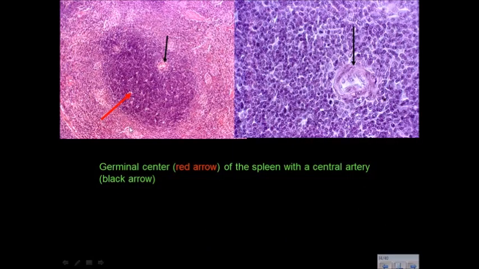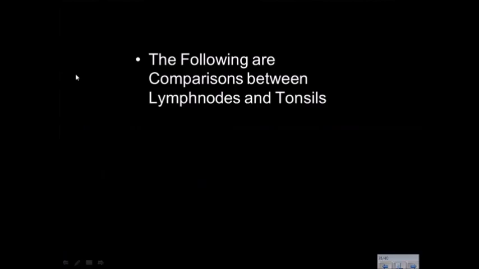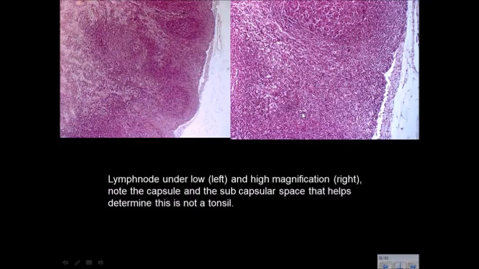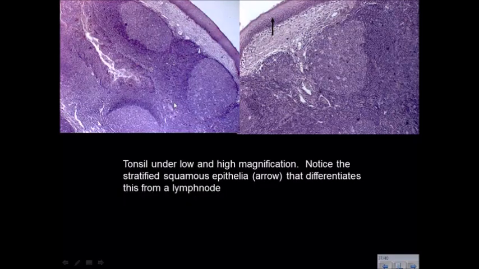Central artery, germinal center, higher power of that central artery, we're definitely in the spleen. Surrounded by red pulp. So we're going to look at lymph nodes and tonsils now. Subcapsular space has to be a lymph node. Okay? Germinal centers. Looks like non-keratinized stratified squamous epithelia, germinal centers. We are in a tonsil.